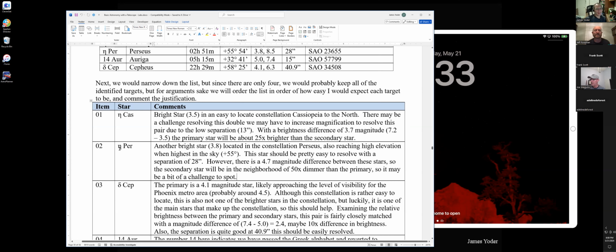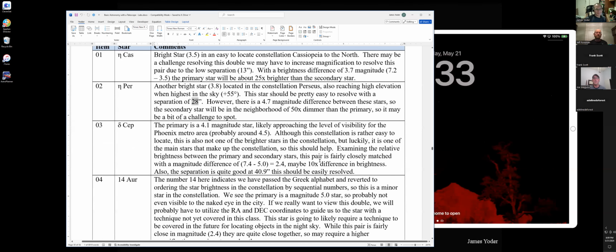So there's Eta Perseus, another bright star, 3.8, so we can see it in the night sky. It's going up to 55 degrees, so it could be pretty high when it's peaked. It should be easy to resolve with the separation of 28 arc seconds. However, there's a 4.7 magnitude difference between these stars, so the secondary star will be 50 times dimmer than the primary. So it may be a bit of a challenge to see it. So that's the process we go through.